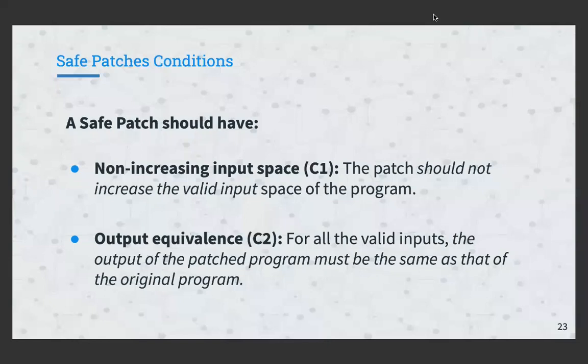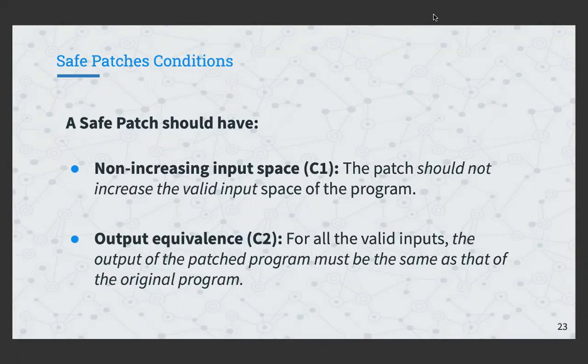Based on these two observations, we define what we call safe patch conditions. Specifically, we consider a patch to be safe if it satisfies two conditions. The first condition is non-increasing input space. Here, the patch should not increase the valid input space of the program. The second condition is output equivalence, where for all the valid inputs, the output of the patched program should be the same as that of the original program.